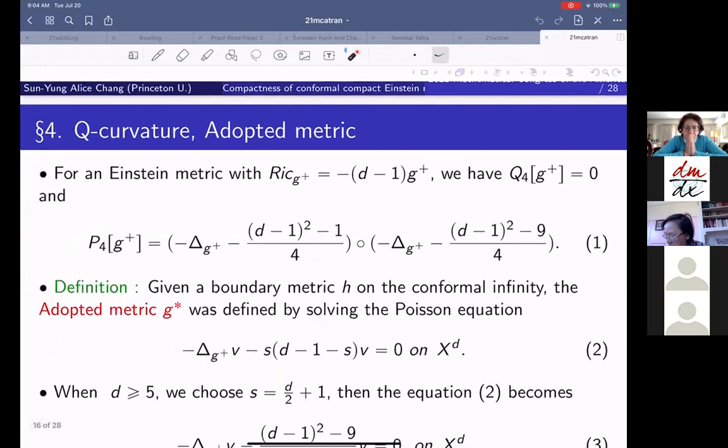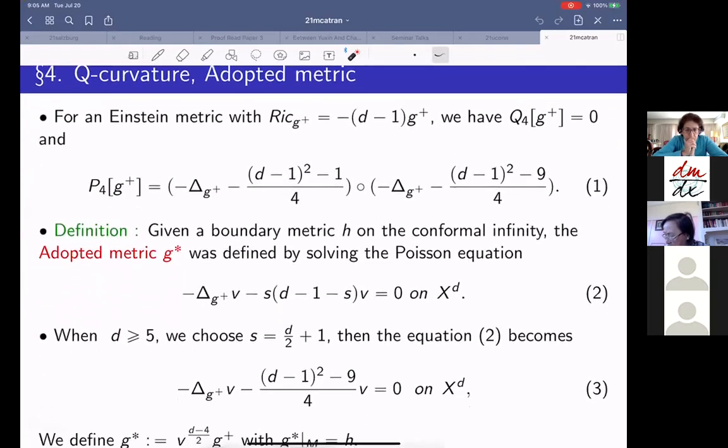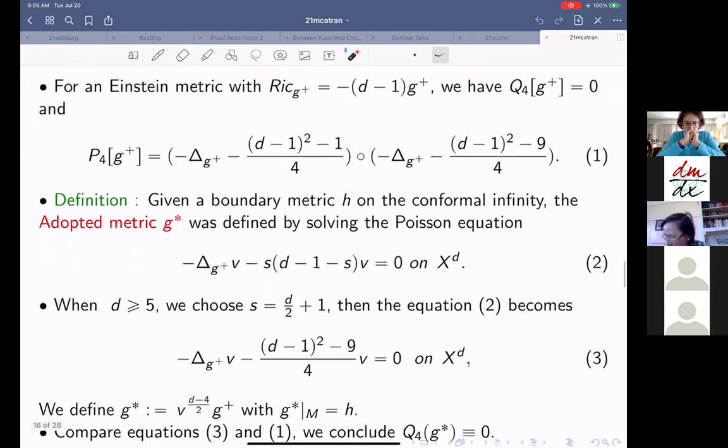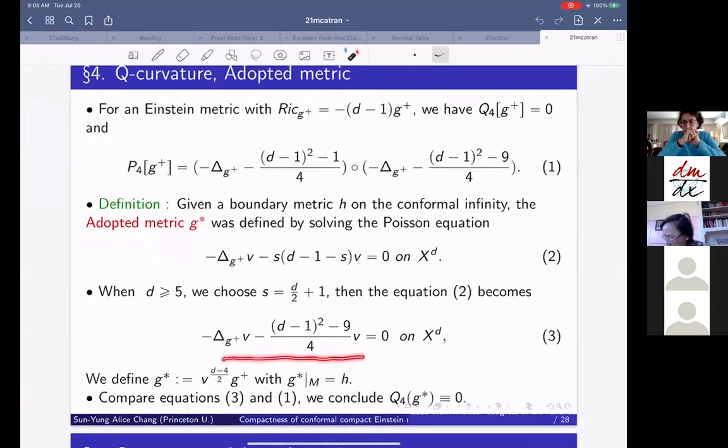Given all this, this suggests we think about the following. Given a metric on the boundary, what is the adapted metric? The adapted metric is defined by doing this. It's not an obvious connection. By solving a Poisson equation in scattering theory, the Poisson operator is an operator which has these indices, S times D minus 1 minus S. You solve this PDE on X with some kind of Dirichlet data. That's called the Poisson equation. And it turns out that if you make the right choice of S, S equal to D over two plus one, then this Poisson equation takes this form. Just plug in S equal to D over two plus one.